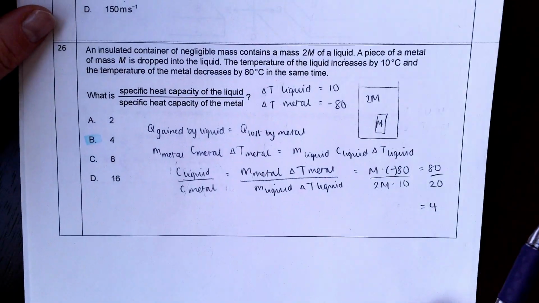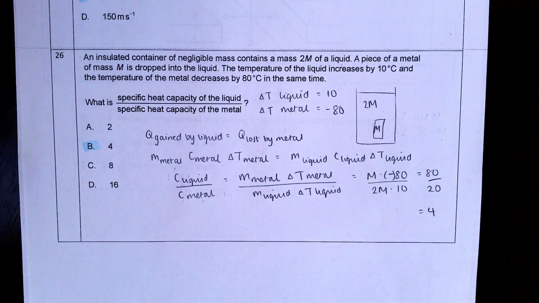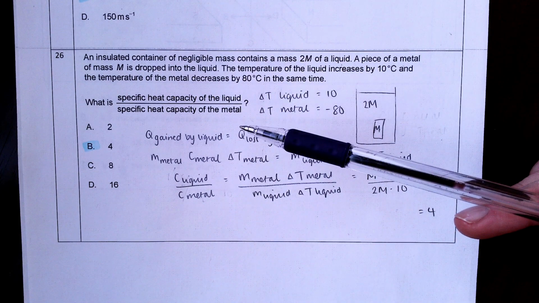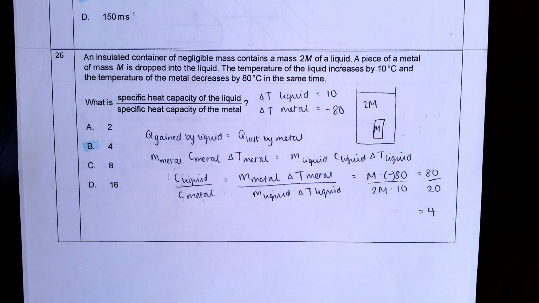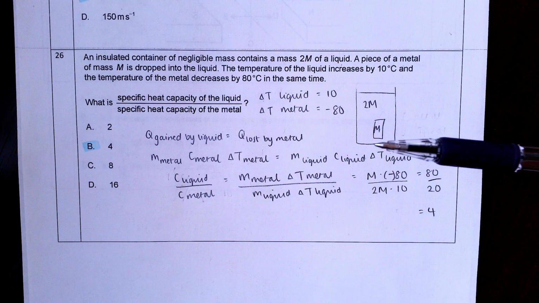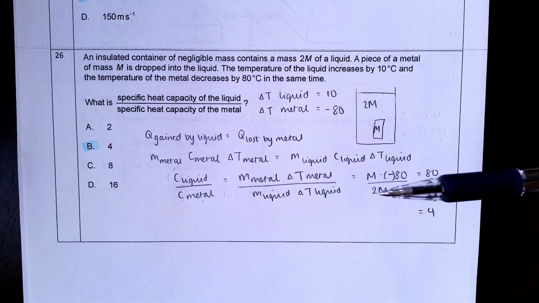For 26, an insulated container of negligible mass contains a mass 2m of a liquid. A piece of metal of mass m is dropped into the liquid. The temperature increases by 10 degrees Celsius, and the temperature of the metal decreases by 80 degrees Celsius in the same time. So delta T liquid is 10, delta T metal is minus 80. It asks for the ratio of the specific heat capacity of the liquid to the metal. We know that the metal must have started at a higher temperature because it gives energy to the liquid.